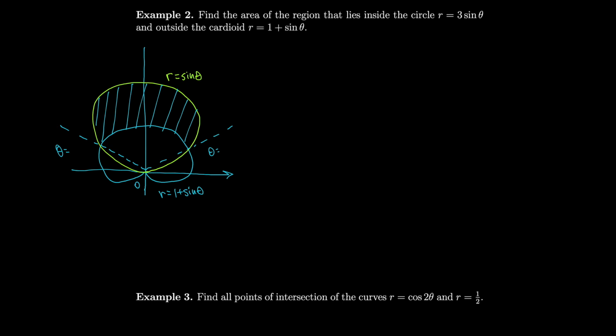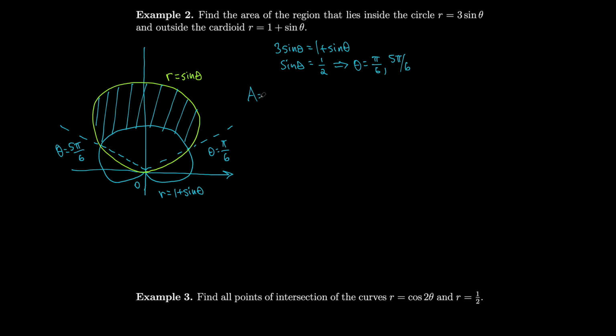So how about we try setting these equal to each other to see where they intersect. So we have 3 sine theta equal to 1 plus sine theta. That means that sine theta must be equal to 1/2, because we just subtract sine theta and then divide by 2. So theta must be pi over 6 or 5 pi over 6, because we're only going from 0 to 2 pi. So this is theta equals pi over 6, and this is theta equals 5 pi over 6, which makes sense even looking from our drawing.